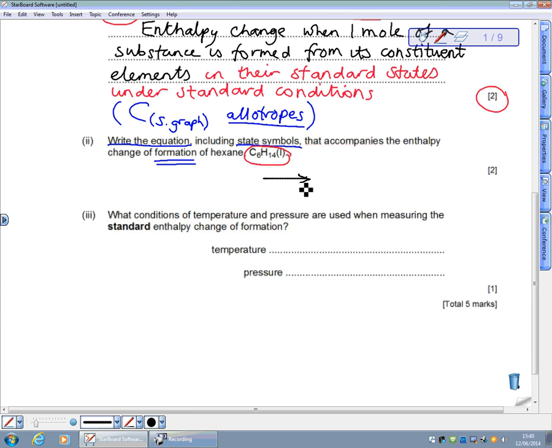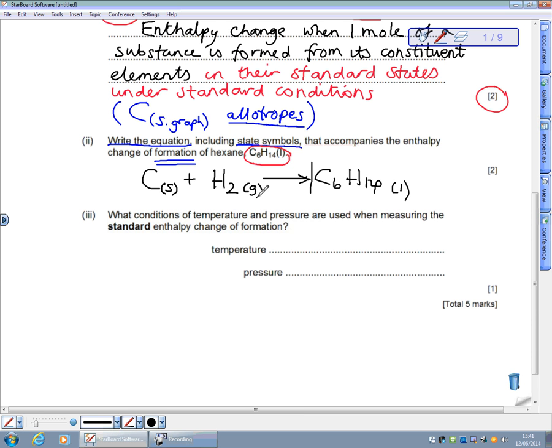So I'm going to be forming C6H14, and it's a liquid. I've been told that. And I'm only going to make 1 mole of it, so I'm not going to add any more atoms in. This is 1 mole of it. Okay, and what am I going to make it from? I'm going to make it from carbon atoms, and carbon is a solid at room temperature, or standard temperature and pressure, and hydrogen. I know that hydrogen is diatomic, goes around in pairs, and it is a gas at room temperature.